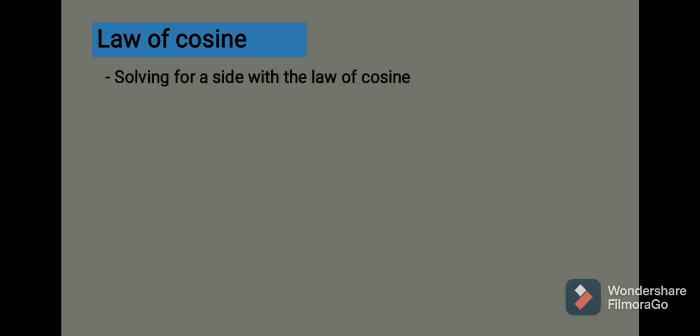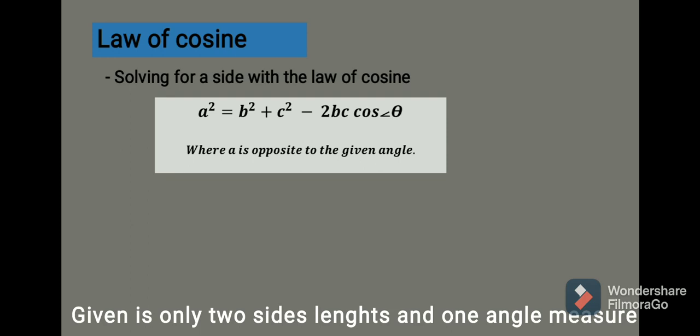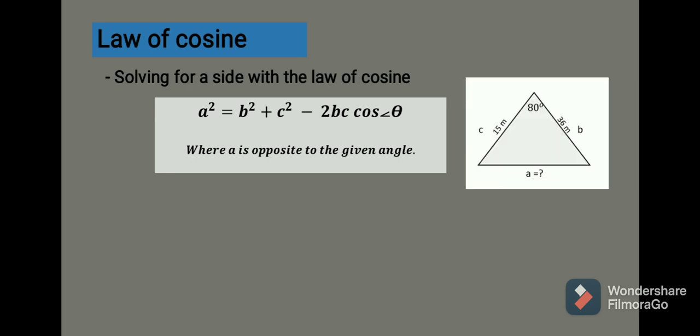Law of cosines. Solving for a side with the law of cosines. So this is the formula: A squared is equal to B squared plus C squared minus 2BC cos angle theta, where A is opposite to the given angle. We can use this rule if we want to find the missing side length of a triangle where the given is only 2 side lengths and 1 angle measure, like this triangle on the right side.